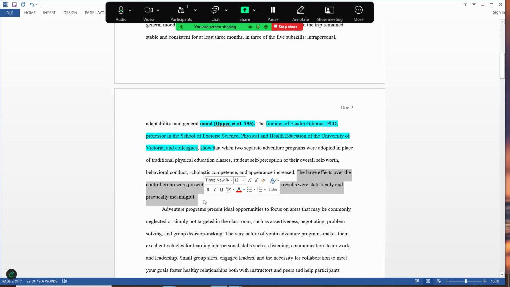She actually ends this with her words. And what does this all mean? The large effects over the control group were present for both programs and show that the results were statistically and practically meaningful. What is she saying? She's saying, hey, this evidence shows that the results were meaningful, or she's supporting that topic sentence.